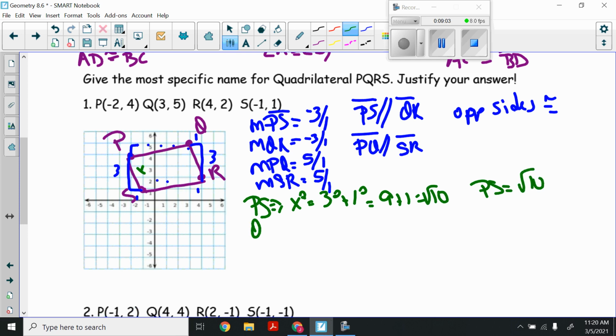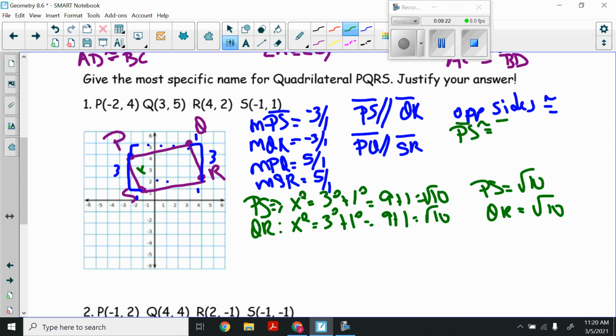Now I'm going to do QR. Again, I have the same right triangle, 1 and 3, so I should end up with the same thing. X squared equals 3 squared plus 1 squared is 9 plus 1, square root of 10. So I see that QR is also the square root of 10. So I can now say that PS is congruent to QR.